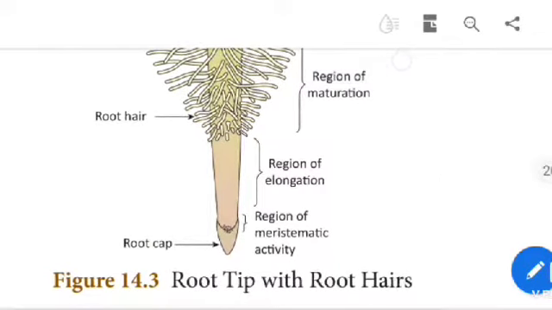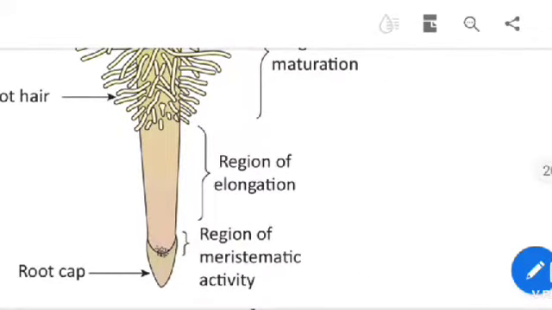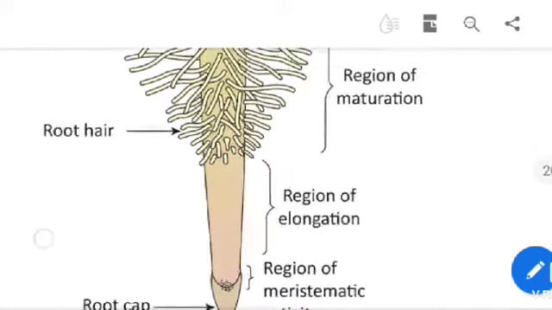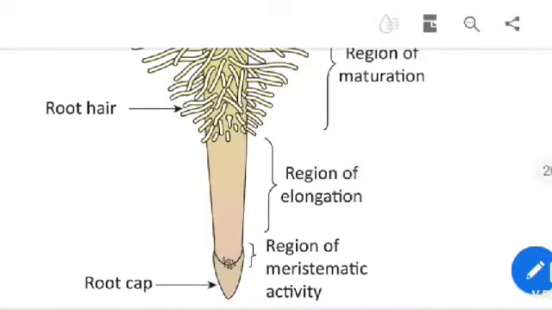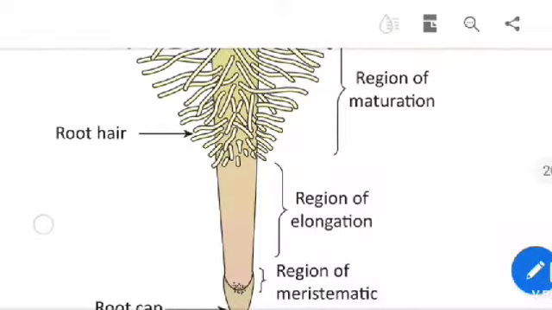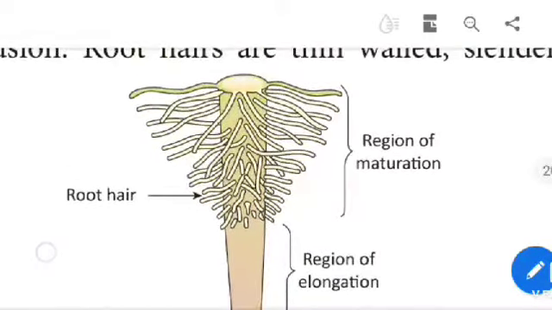The root cap is the protective layer, followed by the region of meristematic cells. The meristematic cells are an undifferentiated mass of cells, followed by the region of elongation and the region of maturation. This region is where the root hairs are present.